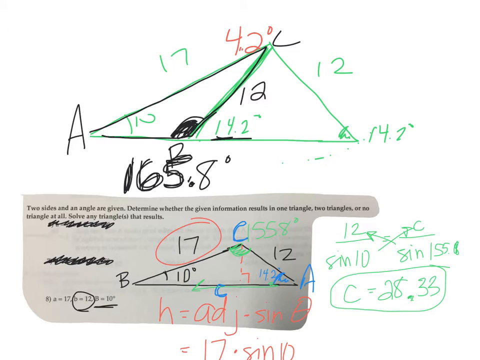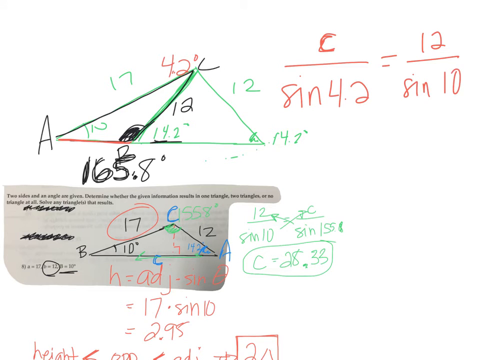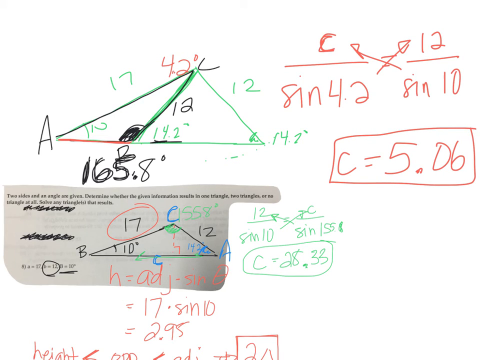Pretty minute. So I still have to find side C, and we go back to, once again, the law of sines. So little side C over the sine of 4.2 is equal to 12 over the sine of 10. So our last cross multiplication step gives us a C value of 5.06. So the first triangle, we use law of sines. The second one, we subtract from 180 to find the measure of angle B.